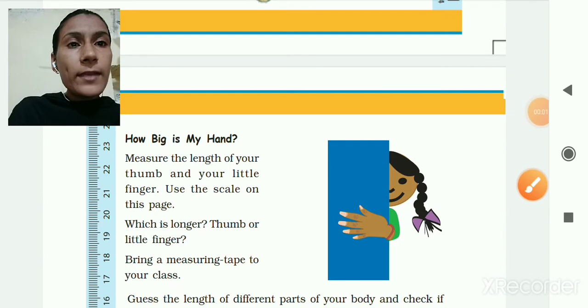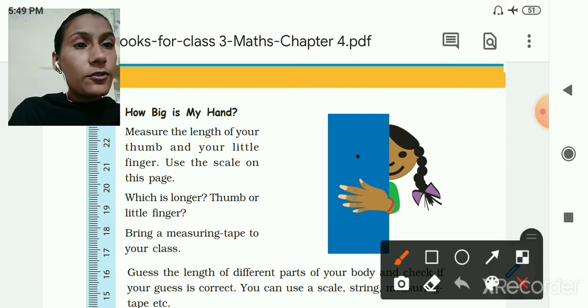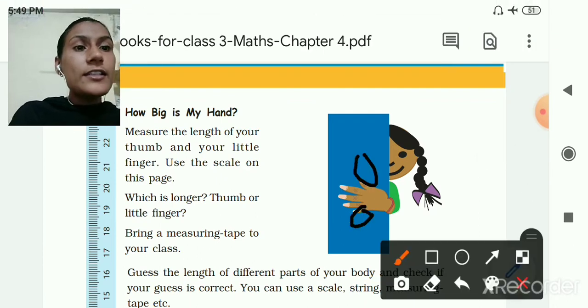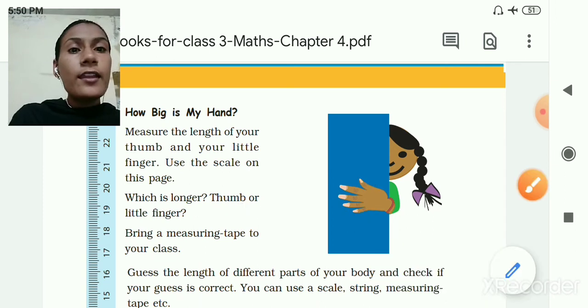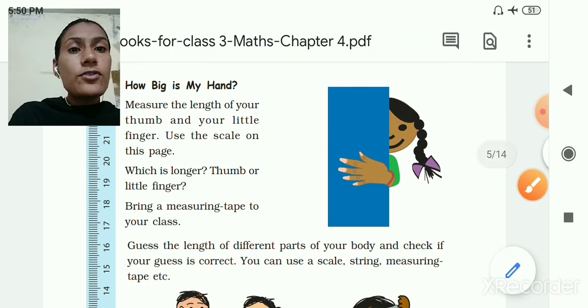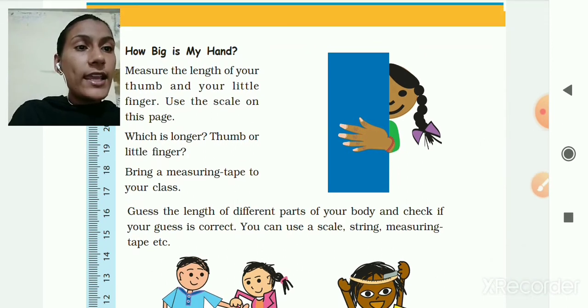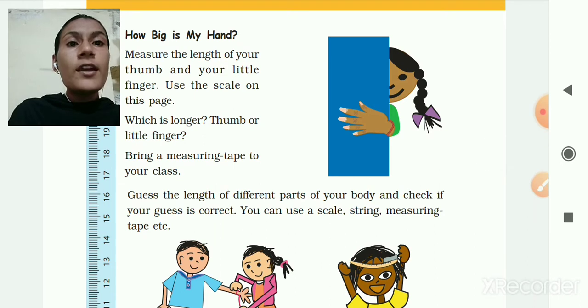Then next, how big is my hand? Measure the length of your thumb and your little finger. That means you have to measure your thumb and this little finger. Which is longer, thumb or little finger? So thumb is longer than little finger. Then bring a measuring tape to guess the length of different parts of your body and check if your guess is correct. You can also use a scale, string, measuring tape, etc. So this activity you can do at home. You have to use measuring tape and measure different parts of your body. So this is homework, so you can measure at home.